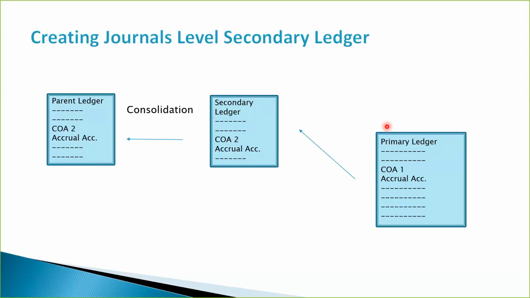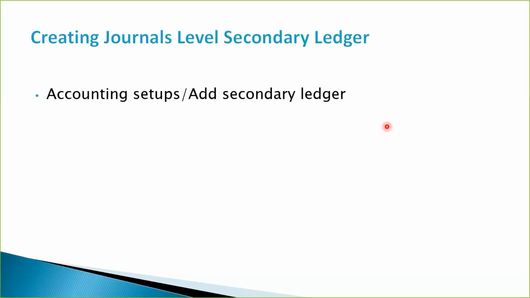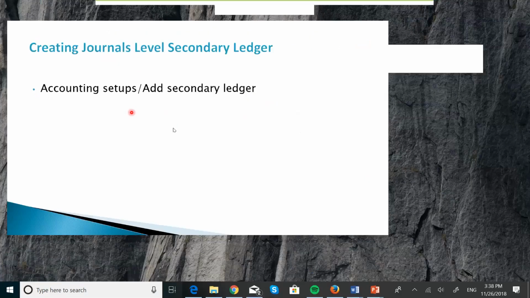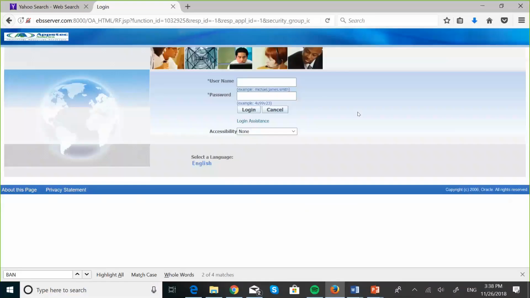So we said this is the navigation that we follow in order to create a journals level secondary ledger. So let's go to Oracle, and I'm going to log in as my normal.